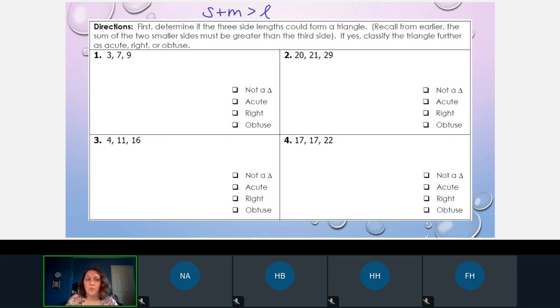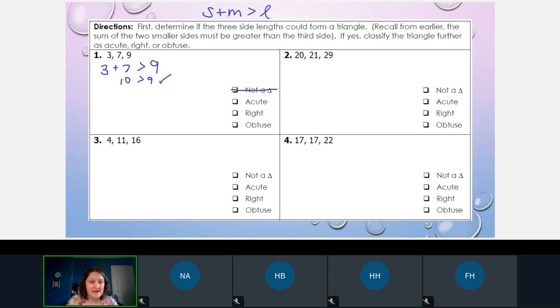Well, we need to make sure that this triangle even exists before we can test whether or not it's acute, right, or obtuse. So you should always test, does the small side plus the medium side actually be greater than the large side? Well, 3 plus 7 is 10. 10 is greater than 9. So yes, this triangle does exist. So not a triangle is not going to be an option. Now we need to know, is it acute, right, or obtuse?